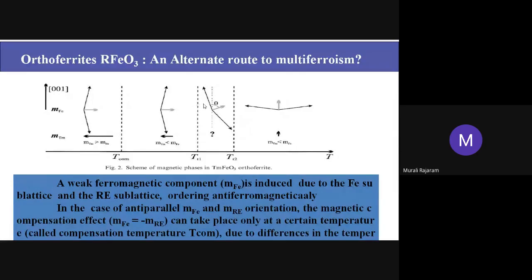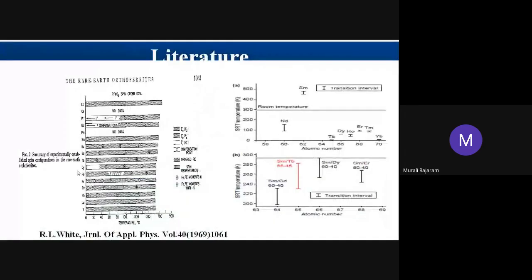So this is one of the very important classes of materials where we can induce this type 2 multiferroic behavior. This is the phase diagram which was reported a long time back in 1969, which has a very rich magnetic phase diagram. This is the Néel temperature, which is around 675 Kelvin, because the Néel temperature is because of the iron-iron interaction.